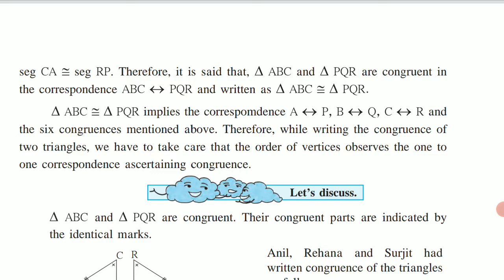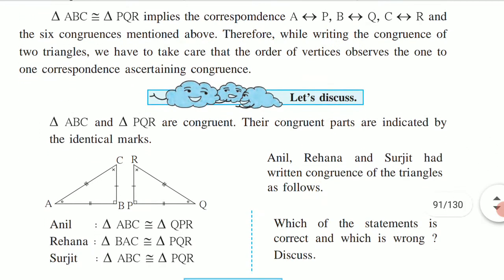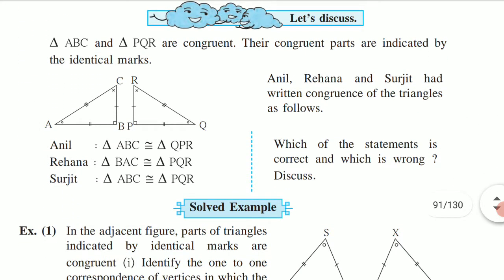Therefore, while writing the congruence of two triangles, we have to make clear that the order of vertices observes the one-to-one correspondence asserting congruence. Let us discuss some points. Triangle ABC and triangle PQR are congruent. Their congruent parts are indicated by the identical marks in the figure. Anil, Rehna, and Surjit had written the congruence of the triangles as follows. Which of the statements is correct and which is wrong?